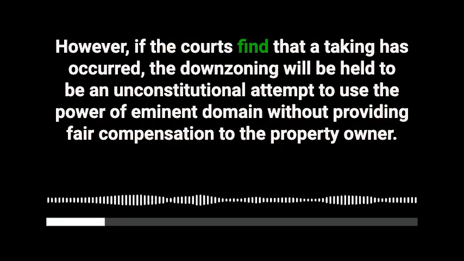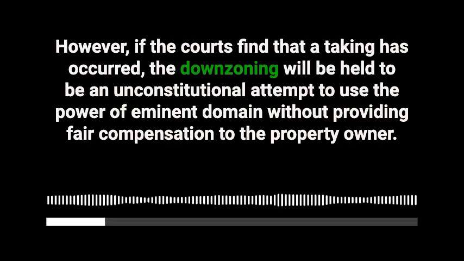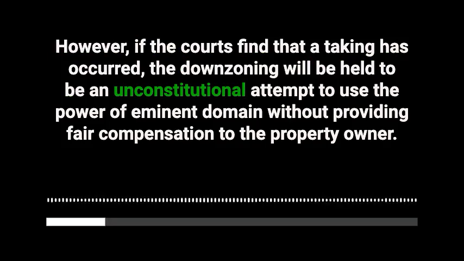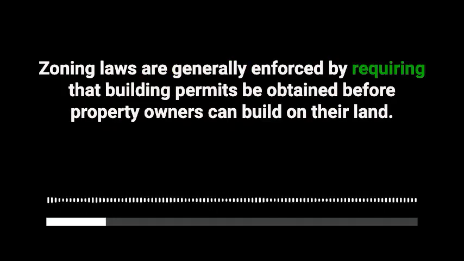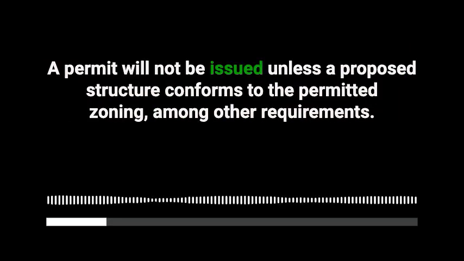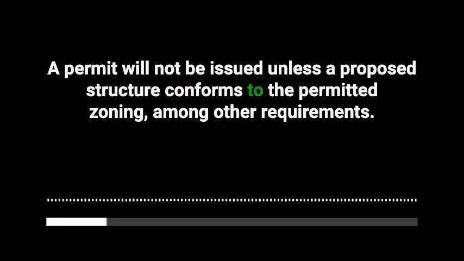However, if the courts find that a taking has occurred, the downzoning will be held to be an unconstitutional attempt to use the power of eminent domain without providing fair compensation to the property owner. Zoning laws are generally enforced by requiring that building permits be obtained before property owners can build on their land. A permit will not be issued unless a proposed structure conforms to the permitted zoning, among other requirements.